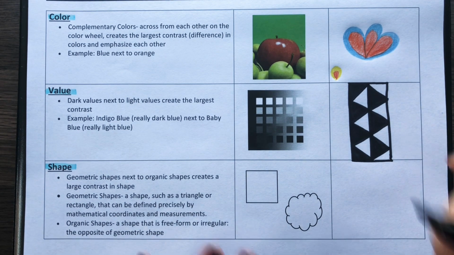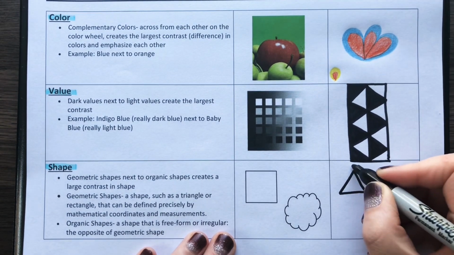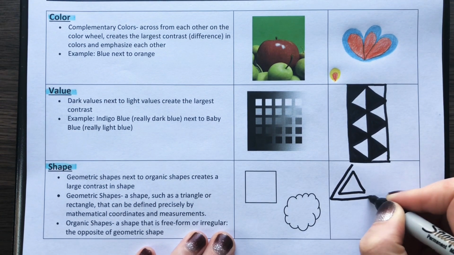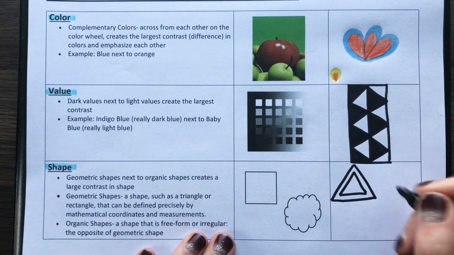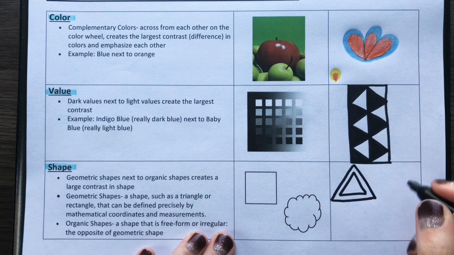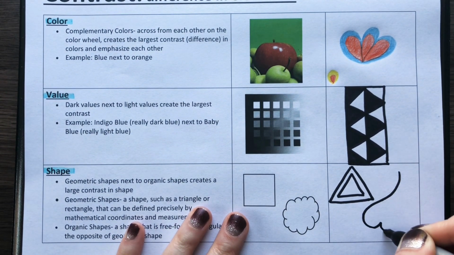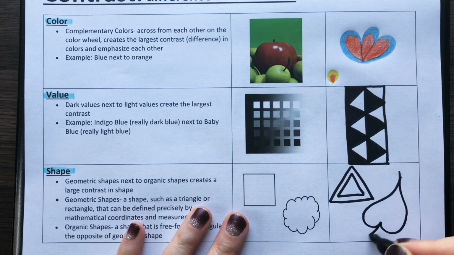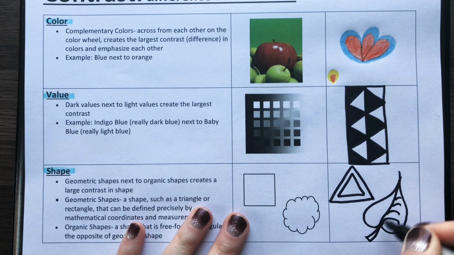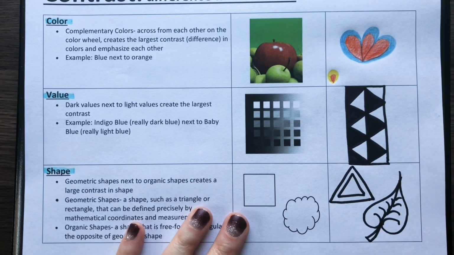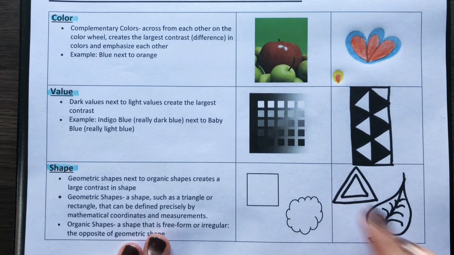I'm going to do a triangle, and you could do a triangle or a circle, but you want to spend a little bit of time on it and make it a fancy picture. Don't just do a super simple thing, make it kind of look cool. And then for my organic, I think I'm going to add a leaf shape. All right, so those are going to be my two, my geometric and my organic.